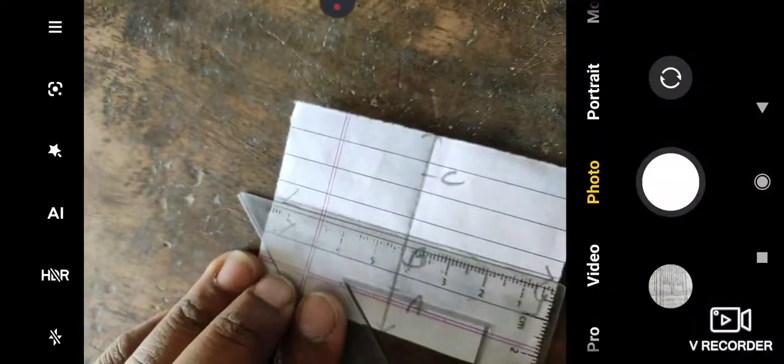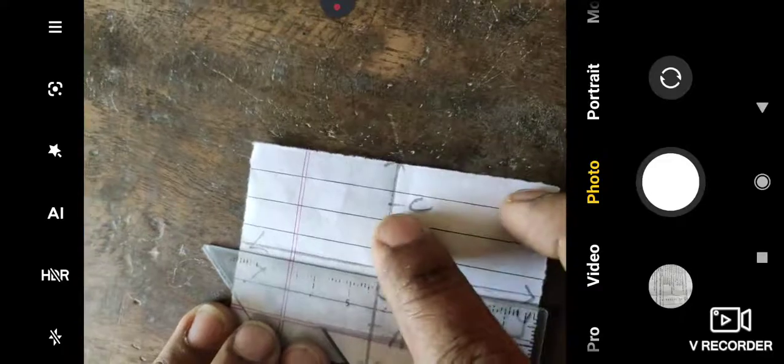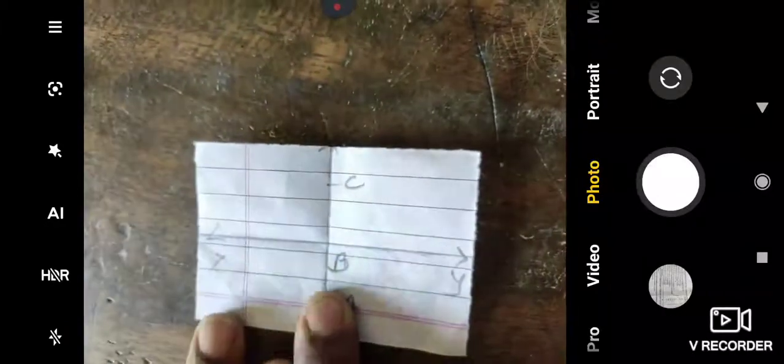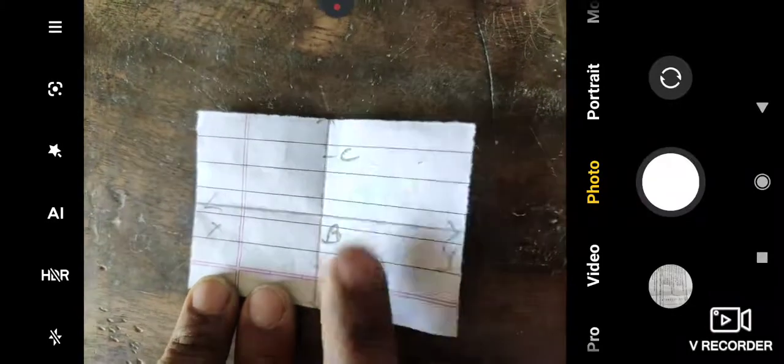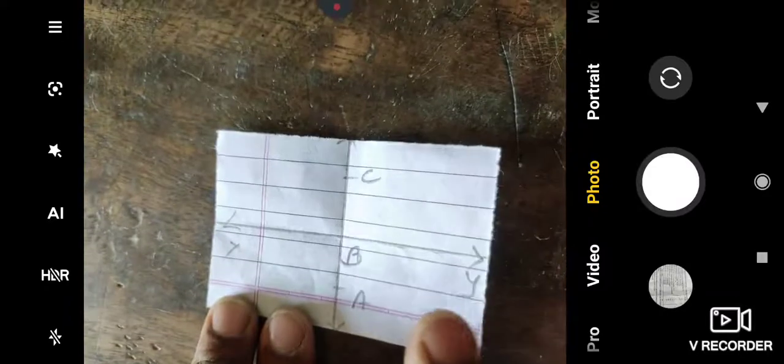Its measure is exactly 8 centimeters. And if you see here, this line is passing through 4. So this line AC is perpendicular to XY, and it is not only perpendicular, it is also the bisector. That's why AC is the perpendicular bisector of XY. In this way we have to do this activity.